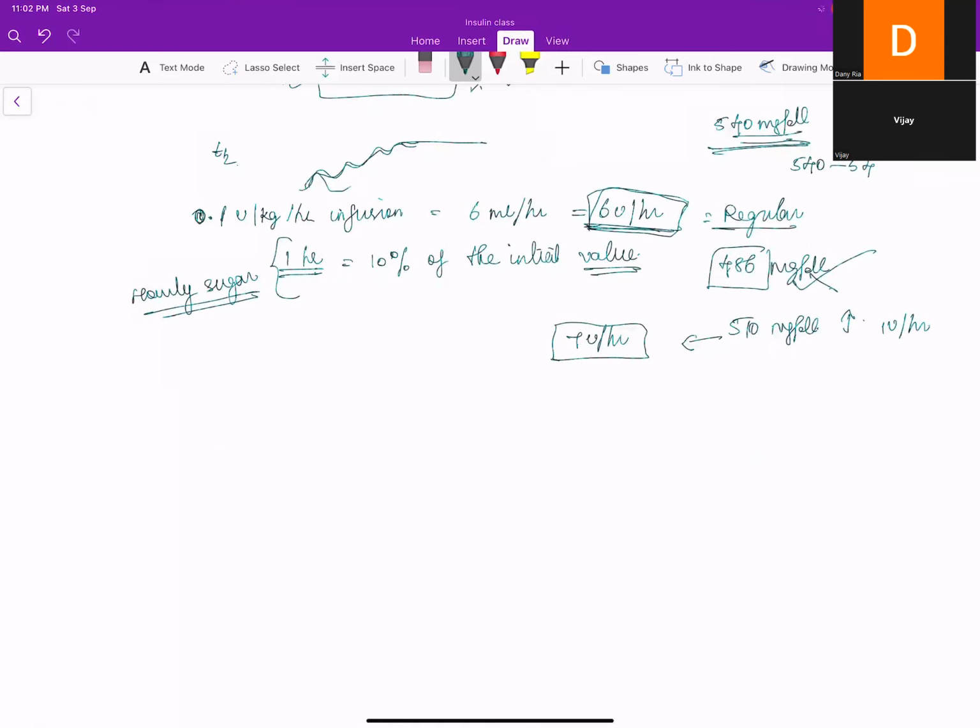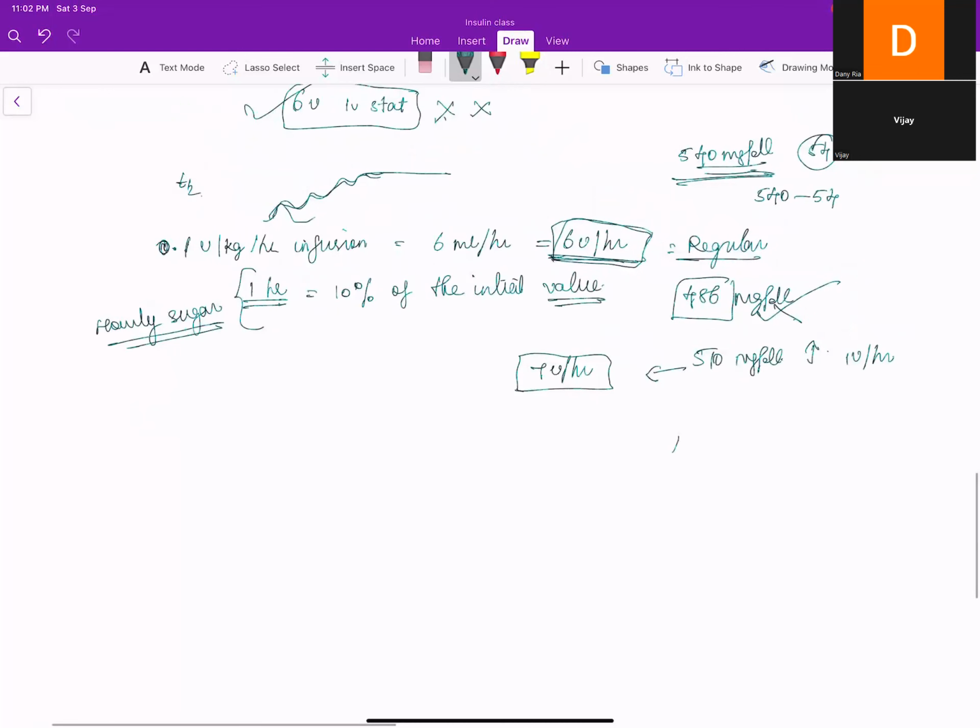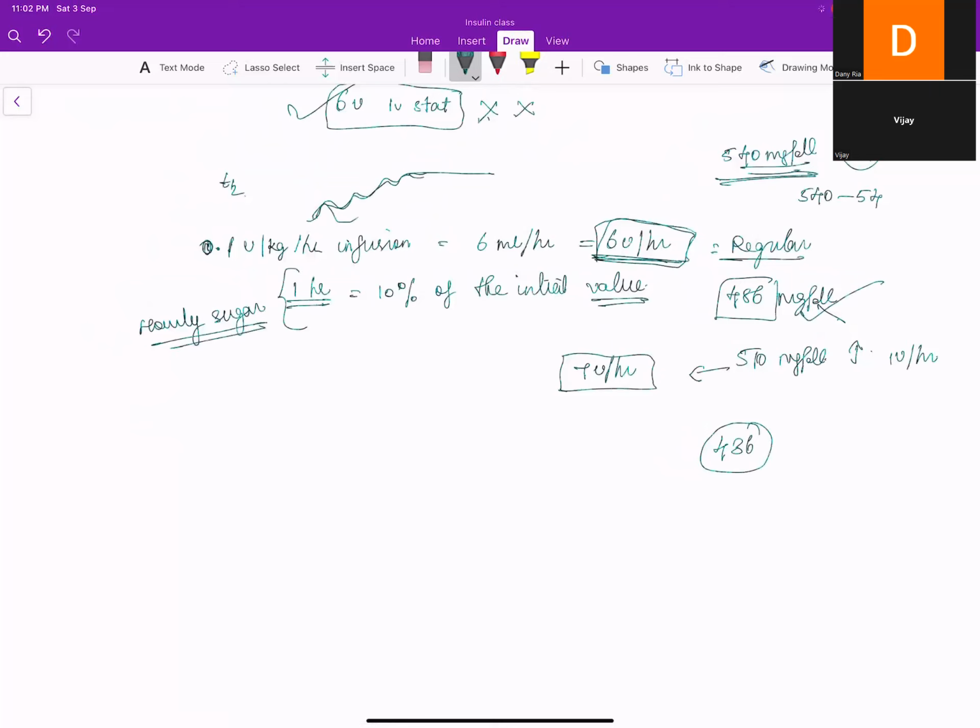Suppose the fall is in excess. The initial value was 540. We expected it to be 486, but it has suddenly become 436. The fall is in excess. You should never allow this because sudden osmolality changes will lead to cerebral edema.